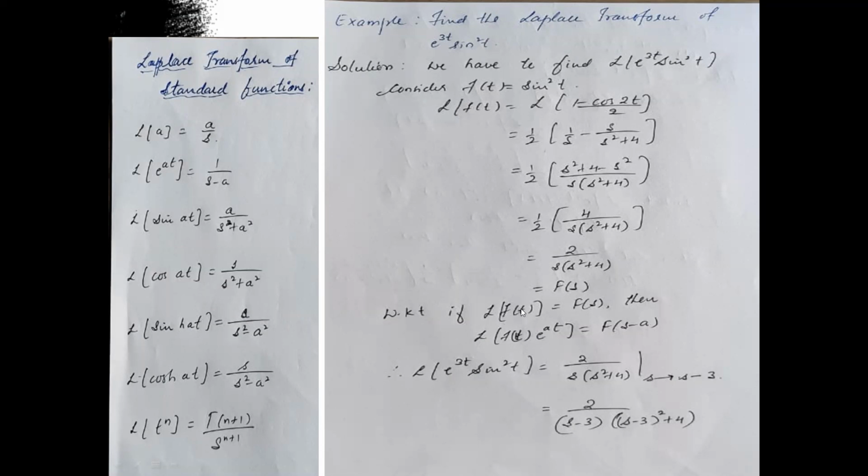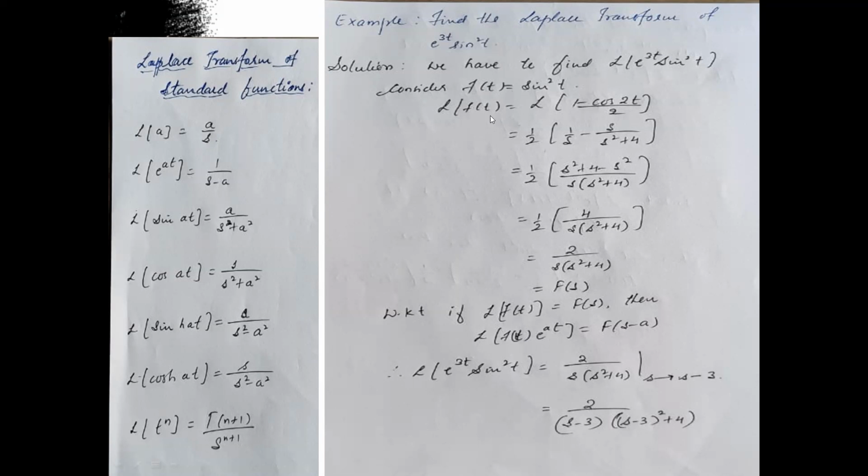We know that if the Laplace transform of f of t is given by F of s, then whenever this f of t is multiplied by e raised to at, we just need to replace s by s minus a. That is our shifting property. So considering this example in that form, we skip the e raised to 3t term, and whatever function remains, sine square t, let us call it f of t.